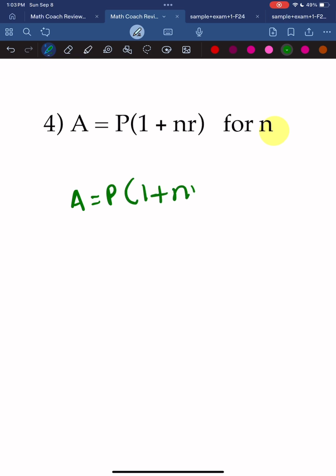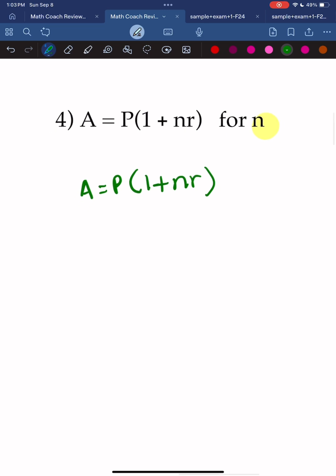plus NR. So we would have to distribute the P into this parentheses, and it's positive. So A equals P plus PNR. And we don't have to write the 1 because it would be 1P, which is technically P. So we don't have to write it. You could write it, but you don't have to. It's going to give us the same answer either way.